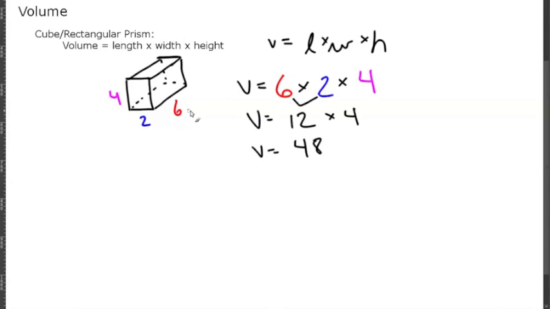Now, if this was written in inches, area is just length times width, so that would have been inches squared. But for volume, it's going to be inches cubed, because you have inches times inches times inches. So the label for your volume is always going to be cubed, and the label for your area is always going to be squared.